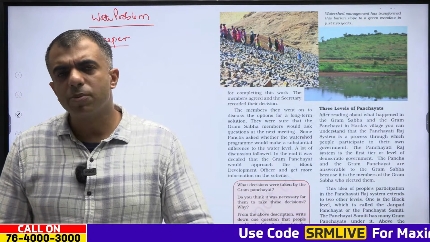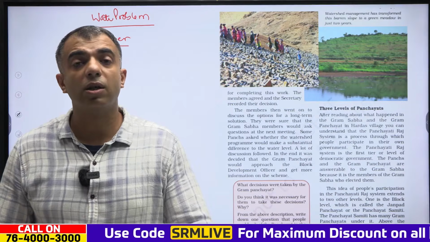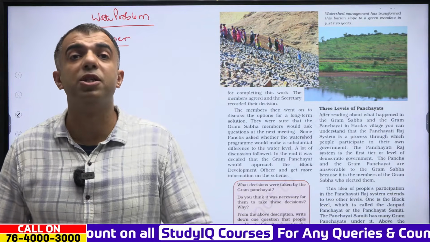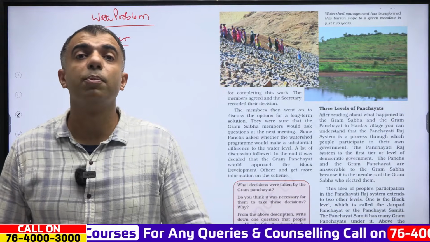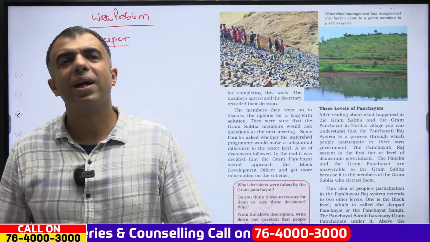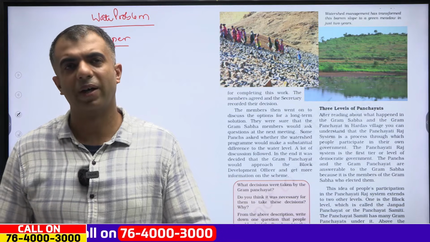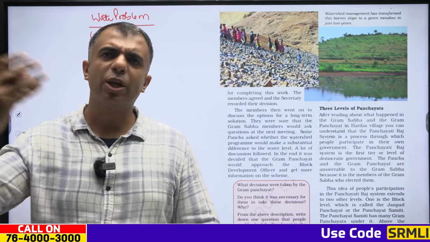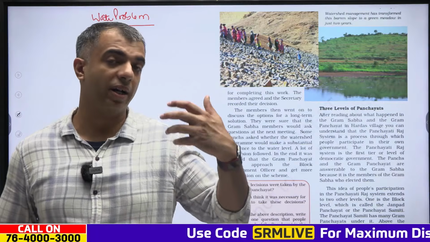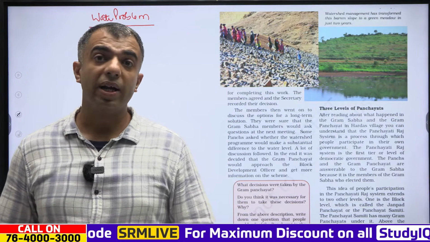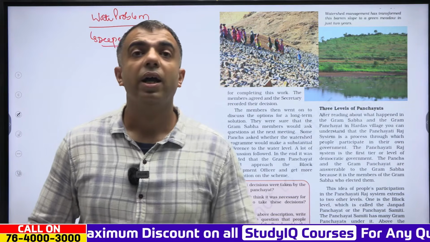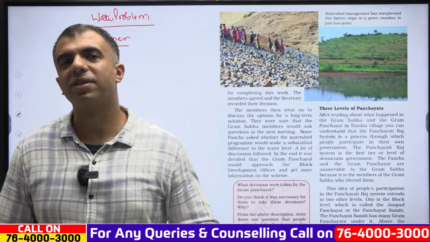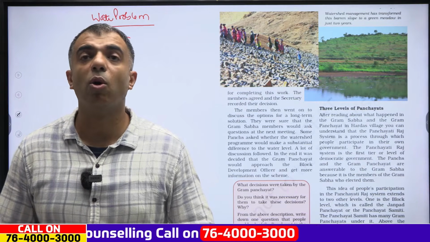Clear? So these members were sure that the Gram Sabha members would ask questions at the next meeting. Some officials of the panchayat, the panch, asked whether the watershed development program should make a substantial improvement to the water level or not. So a lot of discussion followed in that meeting. Then they decided that for further execution of their ideas, they must travel to a higher official. It was decided that they would now approach the block development officer for getting information about the scheme and also to resolve further issues.